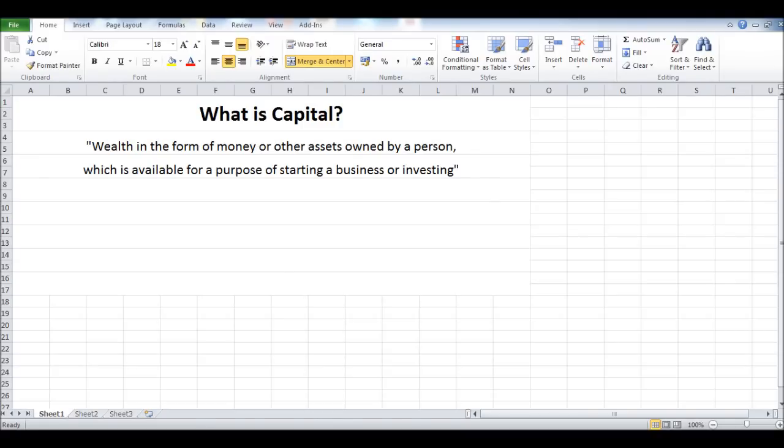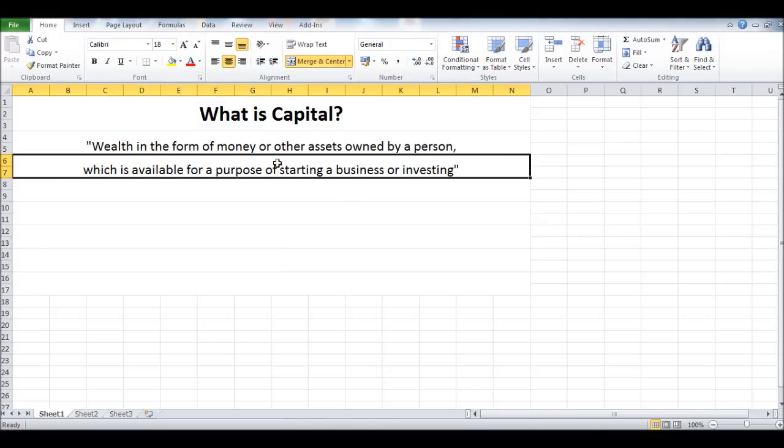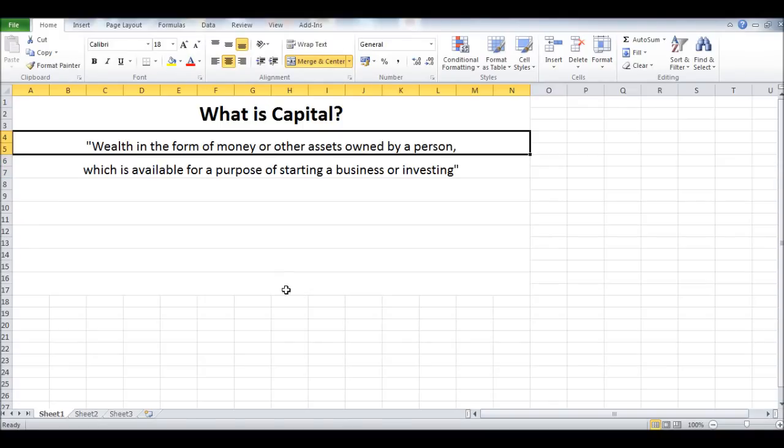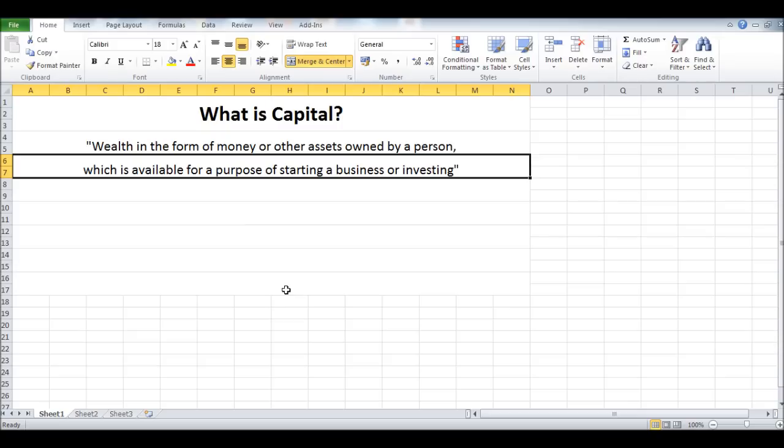The official statement would be something like this that I've posted on the screen: wealth in the form of money or other assets owned by a person which is available for a purpose of starting a business or investing.